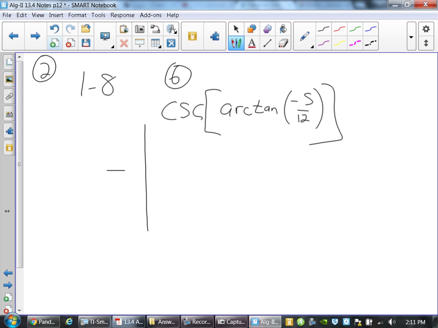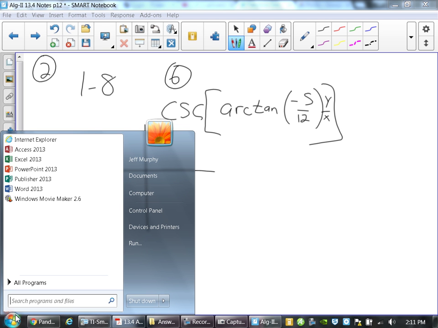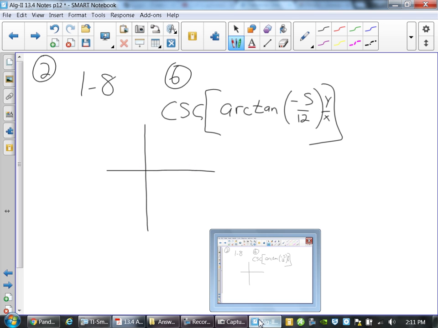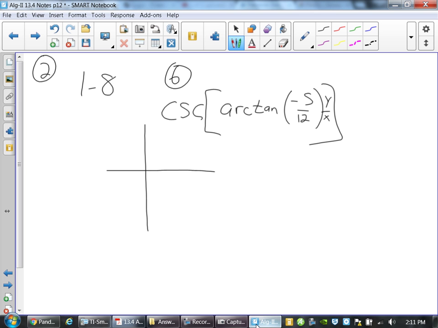Fourth. Tangent is what over what? Y over x. What value is going to be negative if it's y over x for tangent? The y value. So I know that my y value is negative 5, my x value is 12, and my r value is 13.